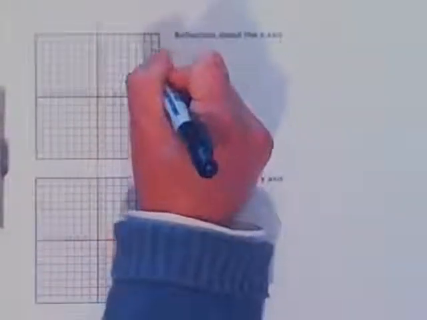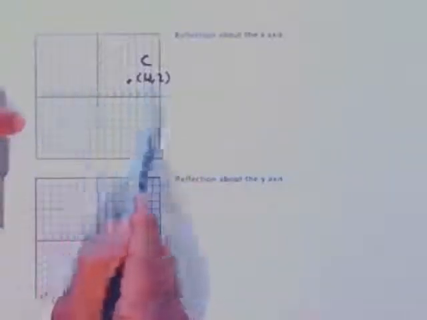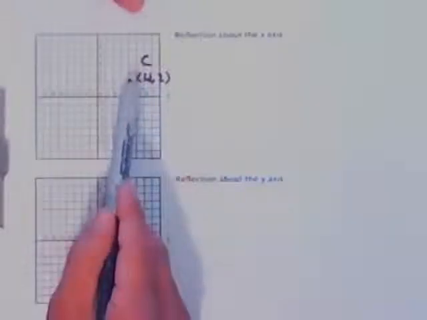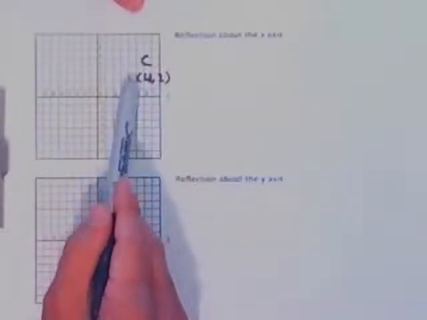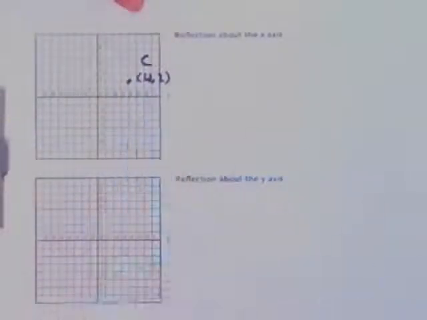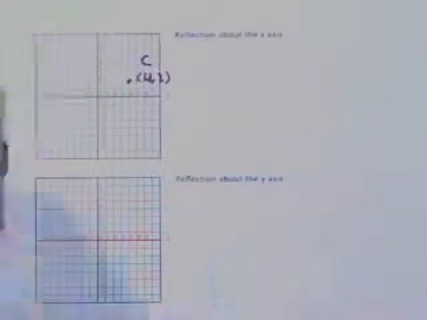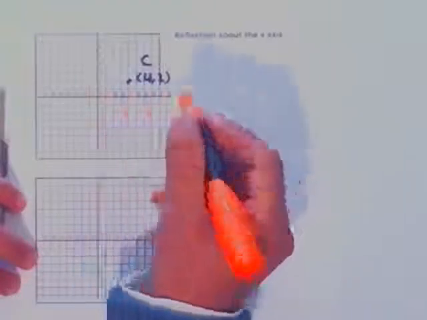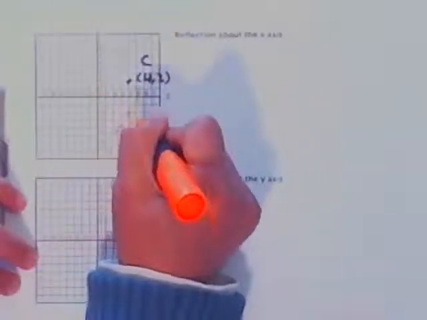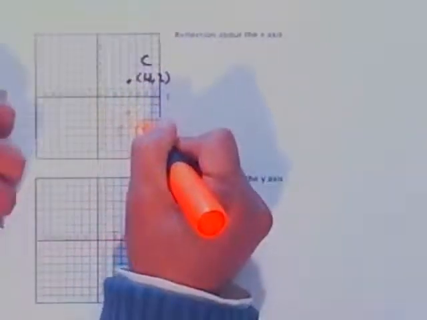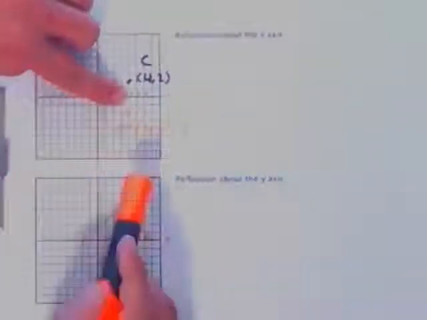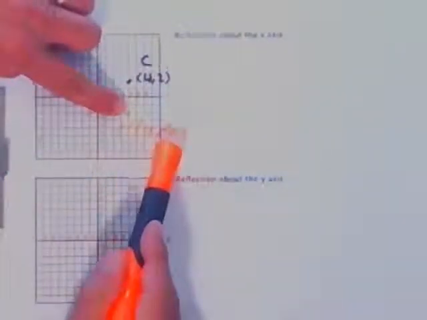Let's call this C. If we reflect it about this line, the x-axis right here, since it's in quadrant 1, the image should come out to be in quadrant 4. And so here is probably where the reflection is. So C prime, the image should be 4, -2. Notice it went 4 to the right and down 2 units.